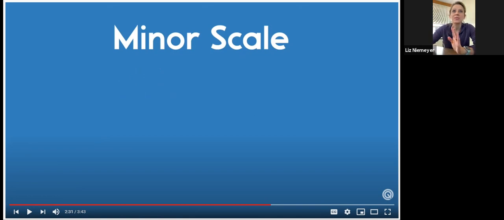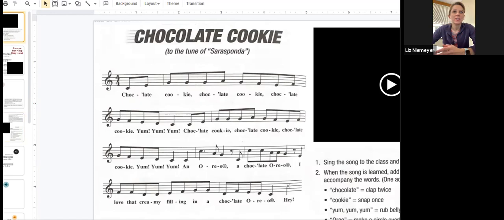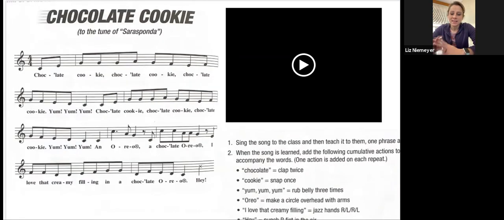So let me take you to some of our songs that we sing. First being Chocolate Cookie, okay? You can find this on Schoology, but I'm sure you remember it. The original song has different lyrics, but we changed the lyrics to chocolate cookie. Now, this is very helpful for training your ear to hear the interval of a third.